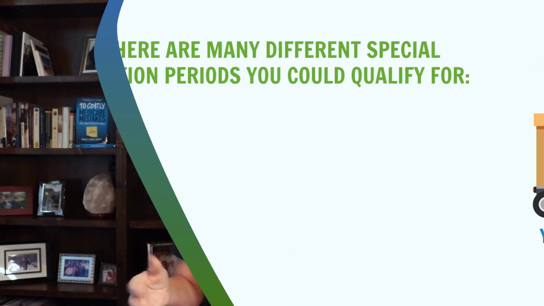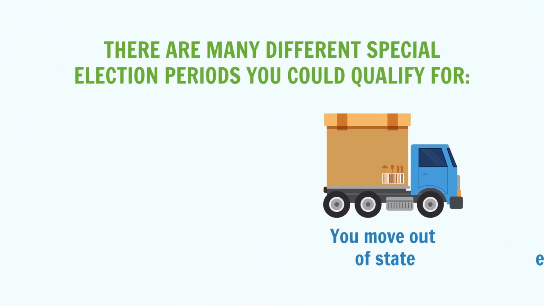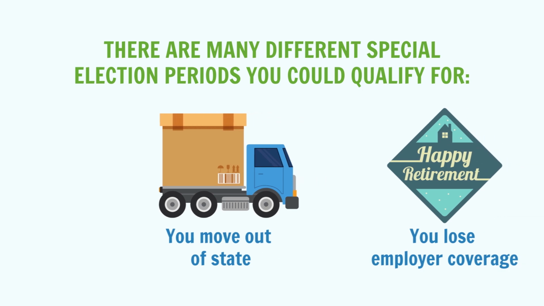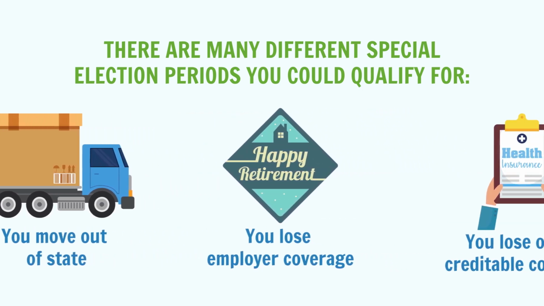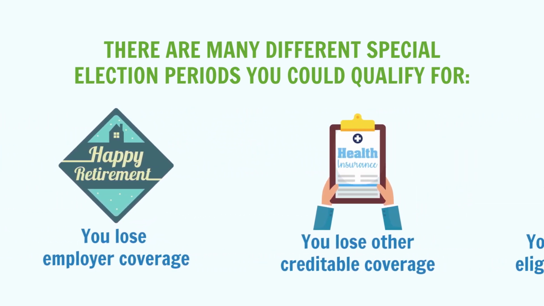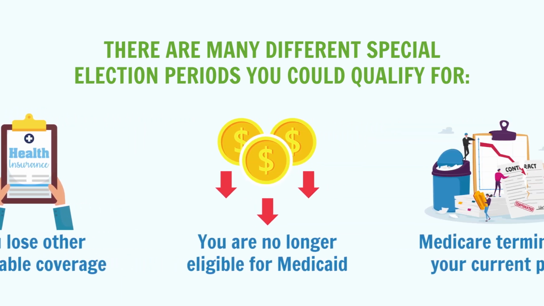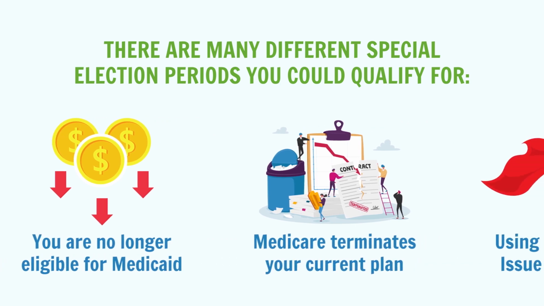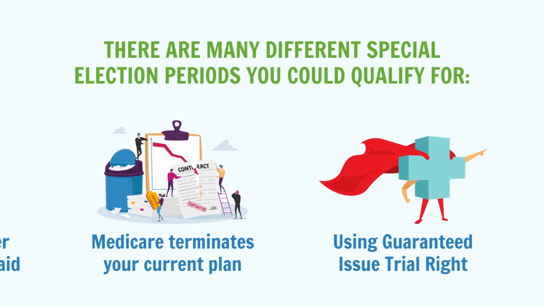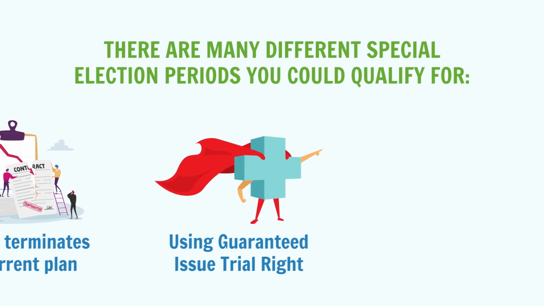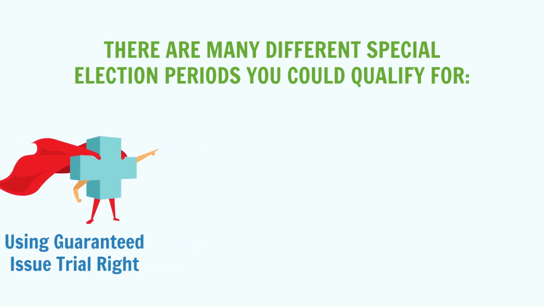A special election period, or SEP for short, opens a window due to a specific circumstance that happens which allows you to change your current Part D plan during the year. There are many different SEPs that you could qualify for, but here are a few. You move out of state, you lose creditable employer coverage, you lose other creditable coverage, you are no longer eligible for Medicaid, or Medicare terminates your current plan, or you are dropping an Advantage plan for a Medigap plan using a guaranteed issue trial right.